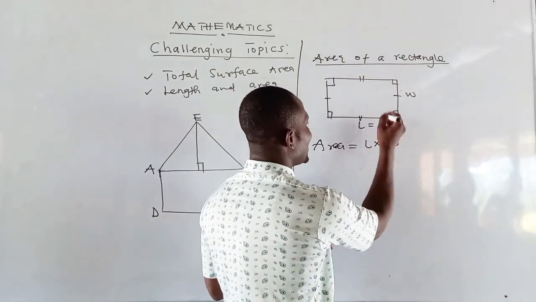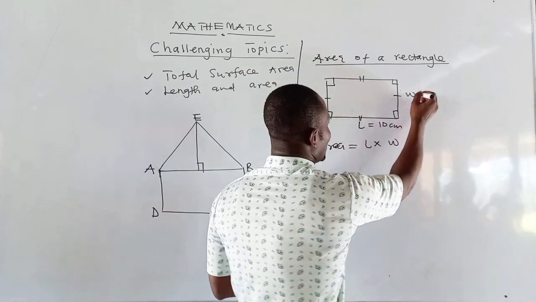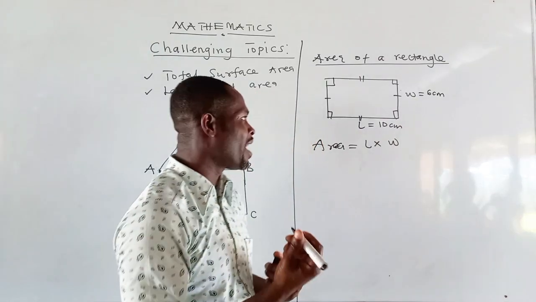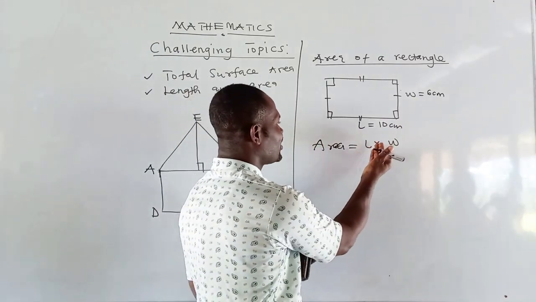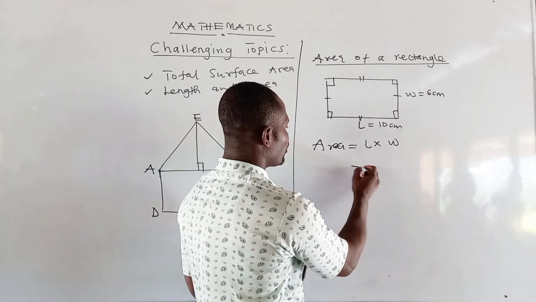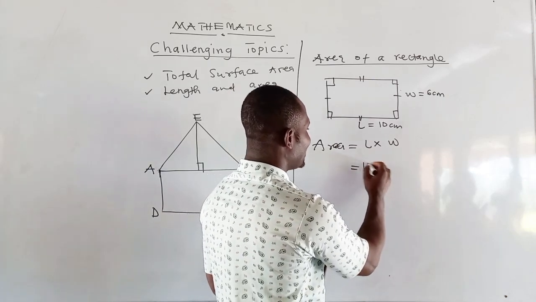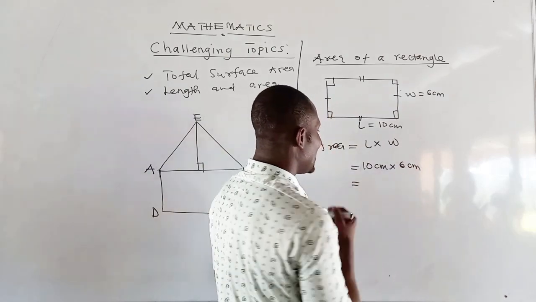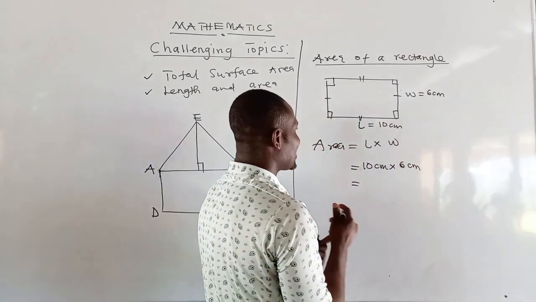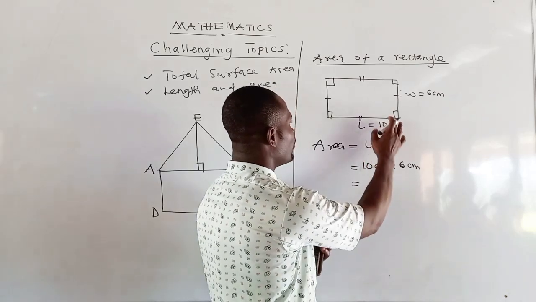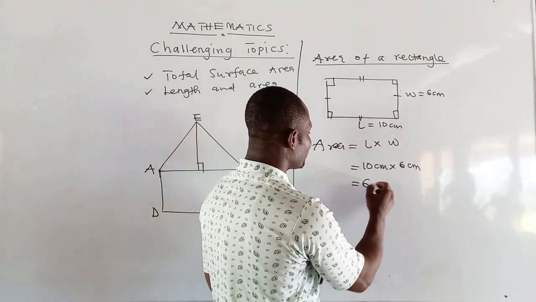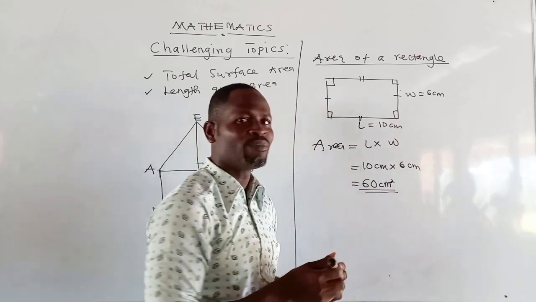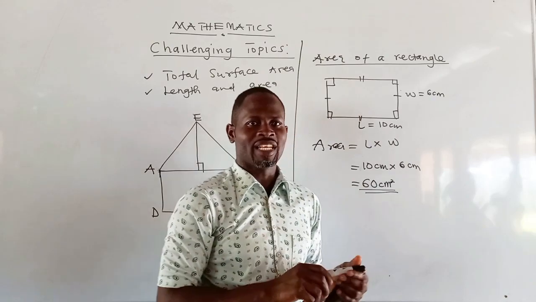Now assuming the length here is 10 centimeters and the width here is 6 centimeters, what will be the area? For us to find the area, we use the formula length times the width. So our length here is 10 centimeters and the width is 6 centimeters. So the area of a rectangle having the length of 10 centimeters and the width of 6 centimeters is going to be 60 centimeters squared. Remember, area is measured in square units.